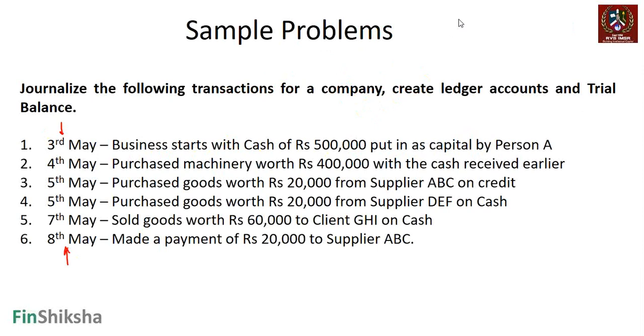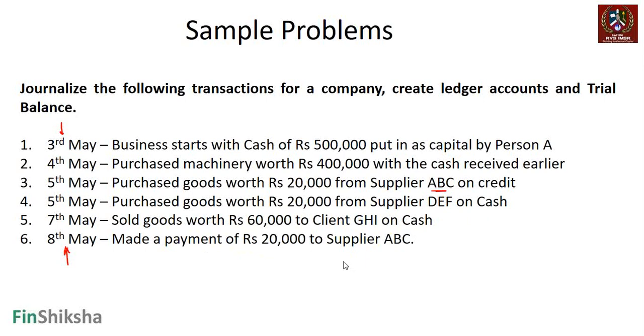A. Purchased machinery on the next day worth rupees 4 lakhs with the cash received in step 1. Next day purchased goods worth 20,000 from supplier ABC on credit, and the same day purchased goods worth 20,000 from supplier DEF on cash. So half of the supplies were purchased on credit, half on cash. A couple of days later, on the 7th of May, sold goods worth 60,000 to client GHI on cash, and then made a payment of 20,000 to supplier ABC, who had given the goods earlier.